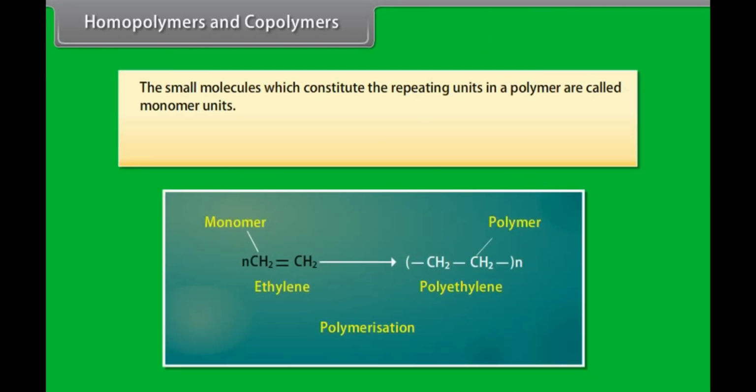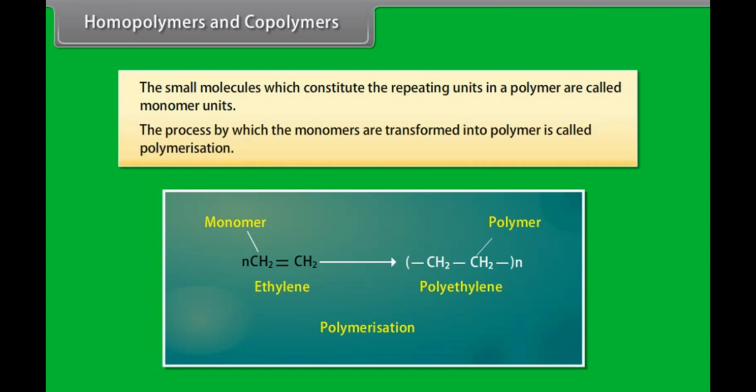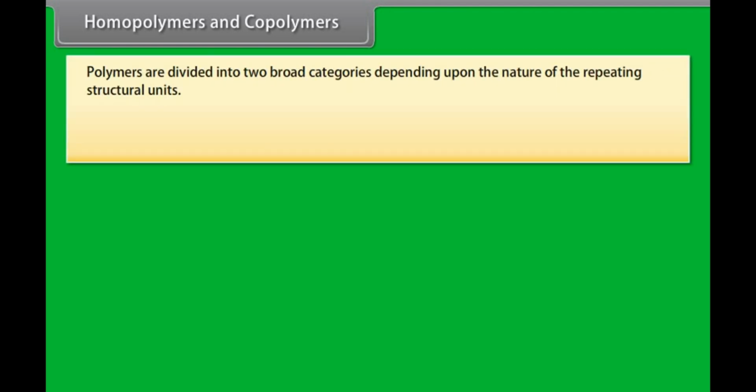The small molecules which constitute the repeating units in a polymer are called monomer units. The process by which the monomers are transformed into a polymer is called polymerization. For example, polyethylene is a polymer which is obtained by the polymerization of ethylene. The ethylene molecules are referred to as monomer units. Polymers are divided into two broad categories depending upon the nature of the repeating structural units.